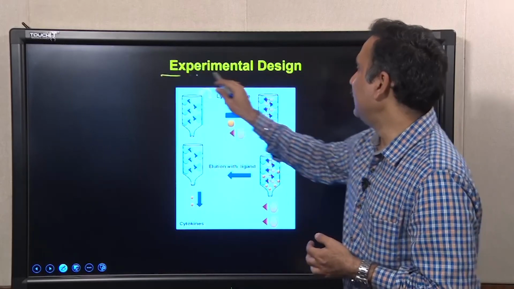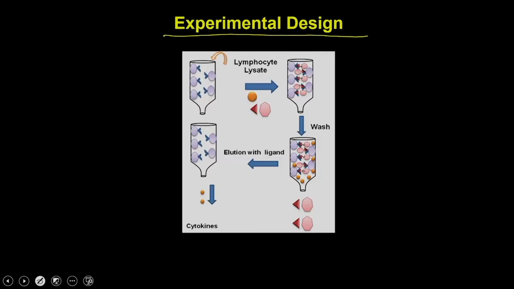So, what is the experimental design? The experimental design is that you are going to generate an affinity column, where you have antibodies coupled to the matrix against a particular cytokine or a series of cytokines. Then you take the cell lysate or the lymphocyte lysate from the patients, incubate it in the column, wash it, and subsequently you can elute. When you wash, all other proteins are going to be removed except the cytokines, which are binding to the antibodies present on the matrix.